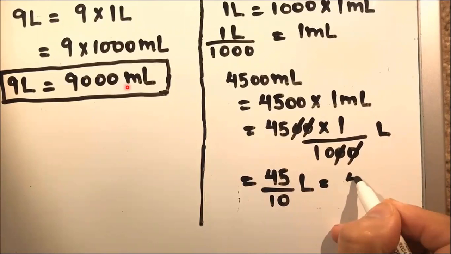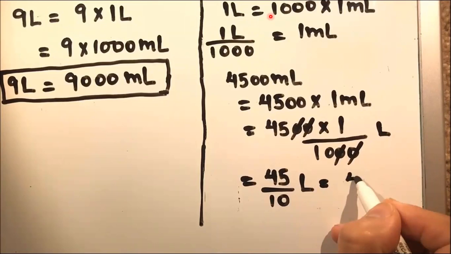Now I think conversion of liters to milliliters is very easy because you just multiply the given number with 1000. Again I tell you, if you have a question to convert a given number to milliliters, then you have to do the multiplication with 1000.